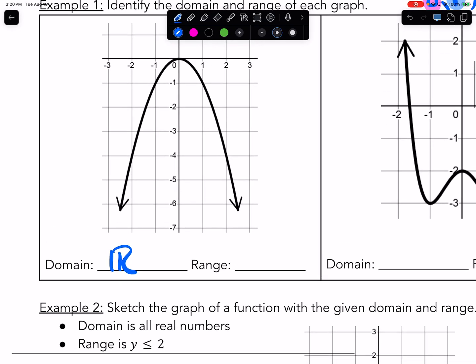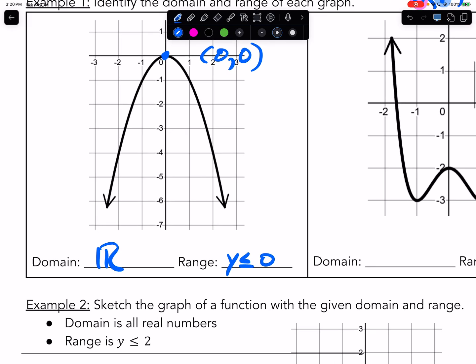How about the range? Where do the Y values start on this graph? What value? Range is Y. They start at 0. Are they smaller or bigger than 0? Smaller, so less than. Does it include 0 or not? Yes, it does, so it has to be equal to as well. Okay? Because if I get this ordered pair right here, it would be 0, 0. That's why it includes 0.